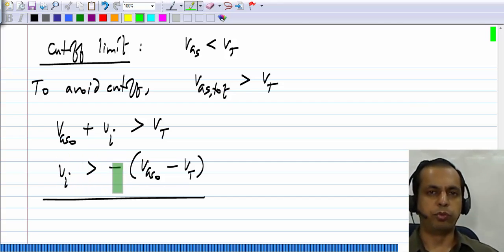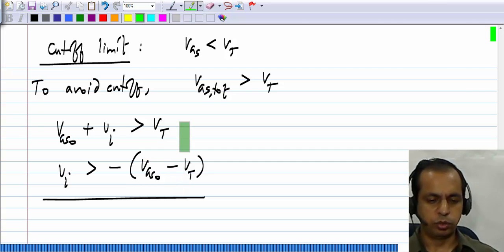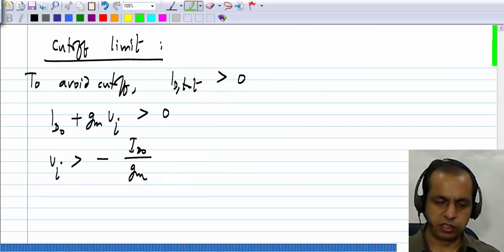So this is the limit that we get by applying the cutoff condition, by saying that VGS has to be more than the threshold voltage VT. So we have two different ways of calculating the cutoff limit. But let's go back to this.